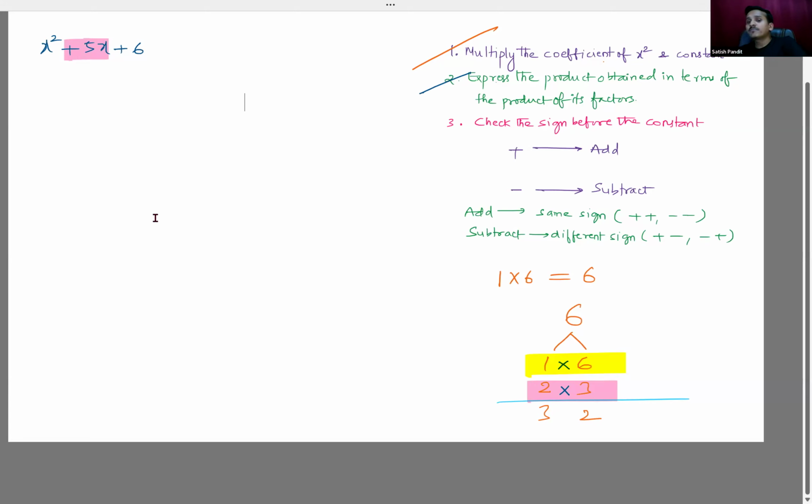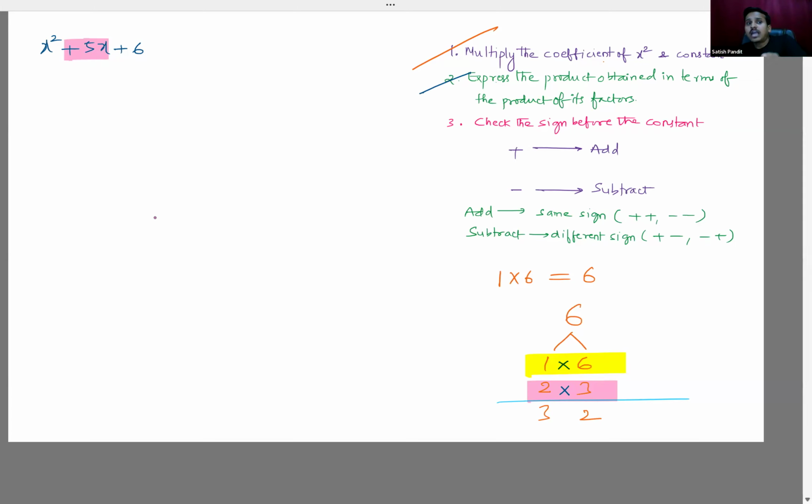Regular classes. Okay. Now, here, because before the constant we have plus sign, we should add to get the middle term. Add means same sign. Now, because we want plus after addition, I want the answer with a positive sign, right? That means during addition, we should take both the numbers to be positive. Because during addition, if you take both the numbers to be negative, answer will also be negative. But we need a positive answer. That is why during addition, both the numbers should have a positive sign.